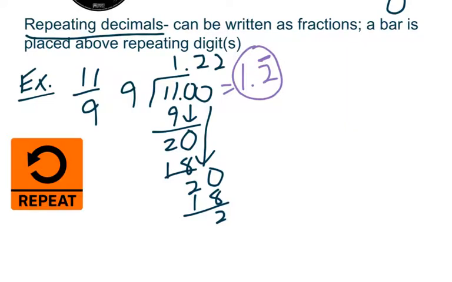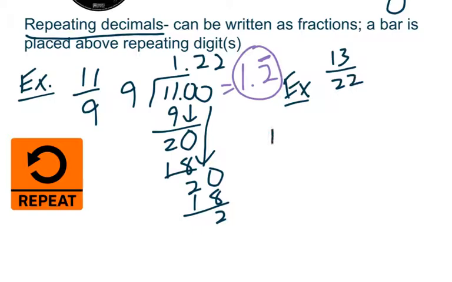Now this is an instance where only one number is repeating. And that's not always the case. Sometimes you'll have 2 numbers repeat, 3 numbers repeat, even a string of 4 or 5 numbers that can repeat. So let's do an example where it's more than one digit that repeats. So 13 over 22.